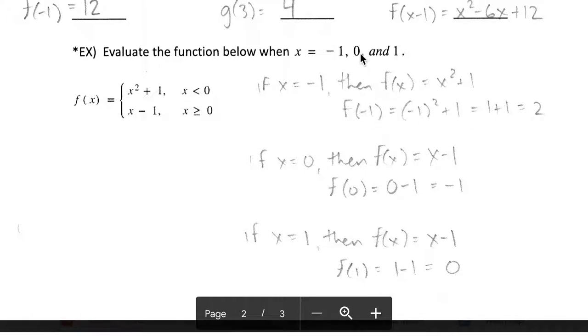Taking a look at another input value, 0. Checking my domains here, it says that if it's equal to 0, then I'm going to use the bottom function. So plugging a 0 into that x spot gives me 0 minus 1, which is negative 1. And lastly, if x is 1, well, that's a value or an input that's greater than 0. So I'm still going to use that bottom equation. So plugging the 1 into the x spot gives me 1 minus 1, which is 0. So that's how we use piecewise functions.